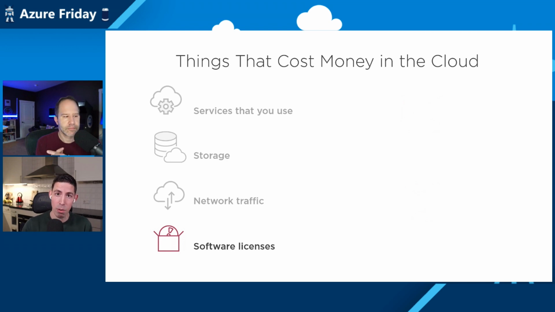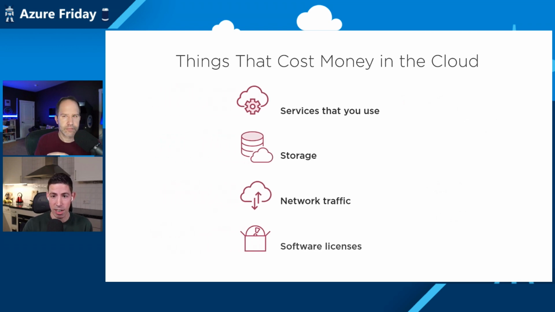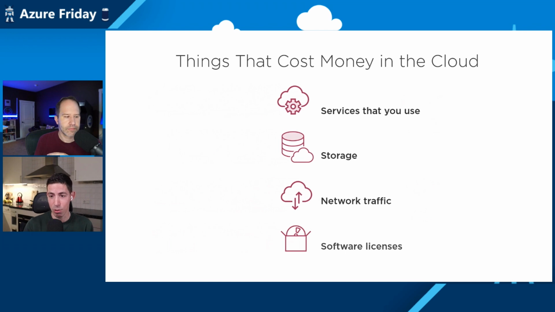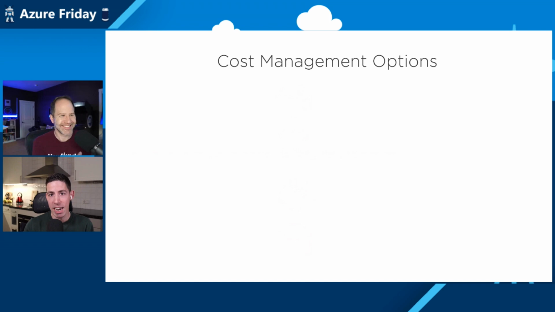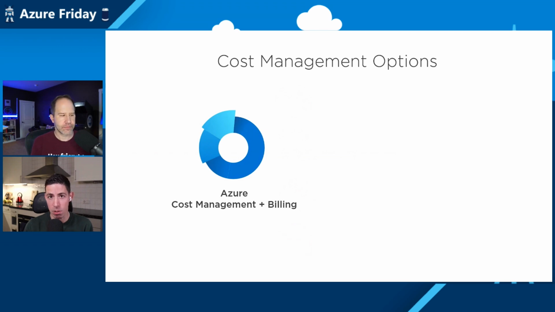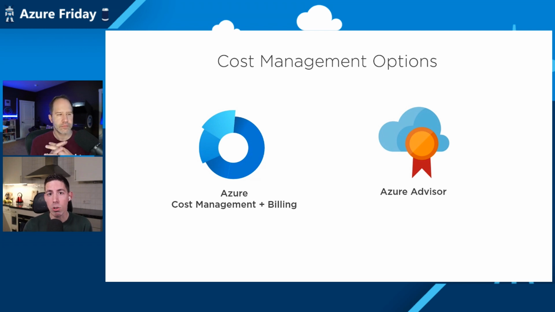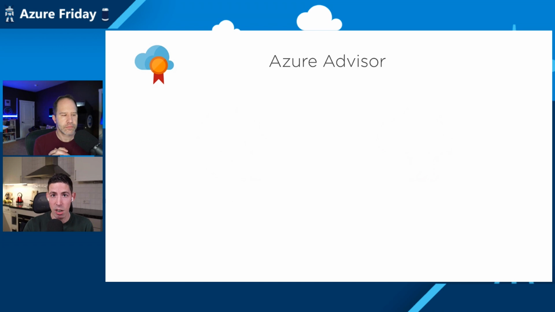Okay, now how do we manage all of that? Through the beautiful animation. So we have two main product categories that can do something with these costs. The first one is Azure Cost Management and Billing, which we'll see in a minute. And the second one is Azure Advisor. Now, Azure Advisor looks at all of the services and all of the things that cost money in your Azure cloud, and then advises you on how to save money on that.